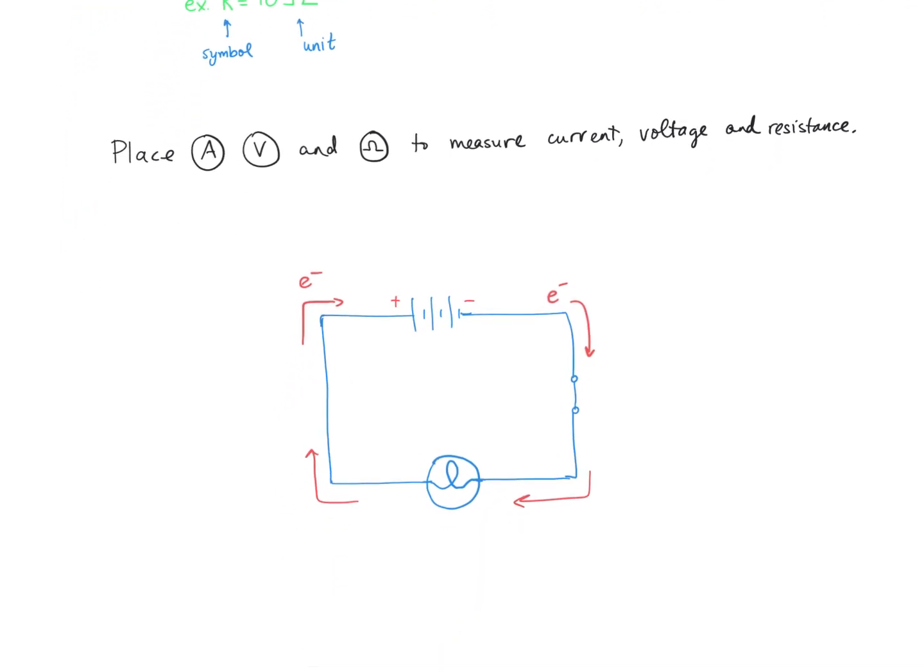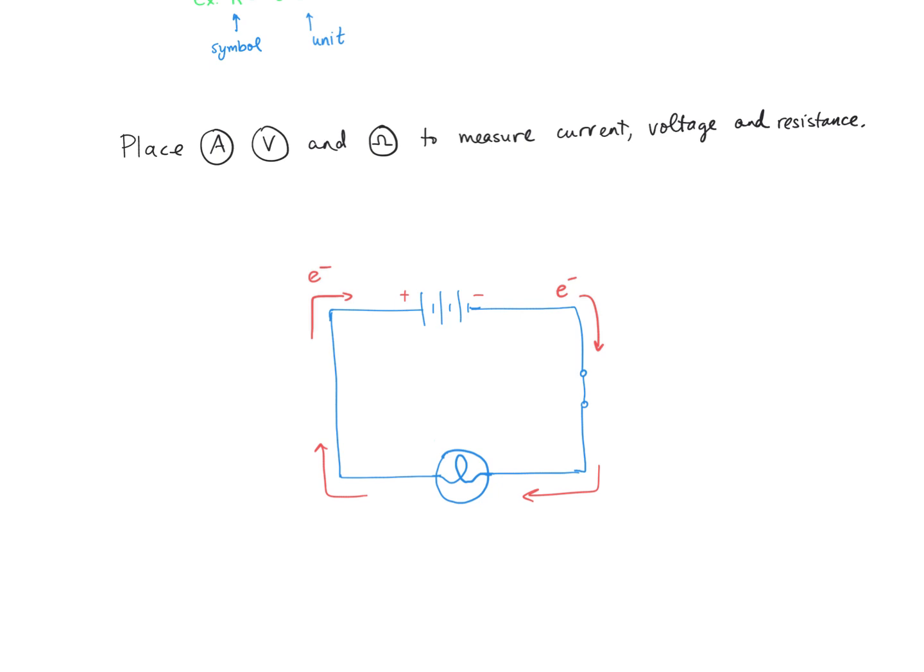Okay, so now I'm asking you, I've got the same circuit that was drawn before, and I'm asking you to place an ammeter, a voltmeter, and an ohm meter to measure current, voltage, and resistance in this circuit. First you have to decide, am I placing the ammeter in series, so somewhere along the wire, or is it going outside, like in parallel with the load or the source? Hopefully you're thinking the ammeter goes in series. So we'll come and put that here.